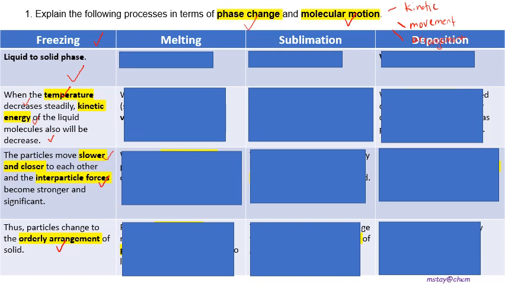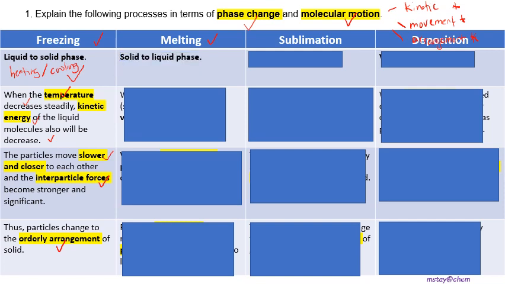So look at this example. You have to mention whether it is a heating or cooling process by mentioning whether the temperature is increased or decreased. Then relate it with the kinetic energy, mention the movement, and then also mention the particles' arrangement. Next process, we are going to discuss melting.